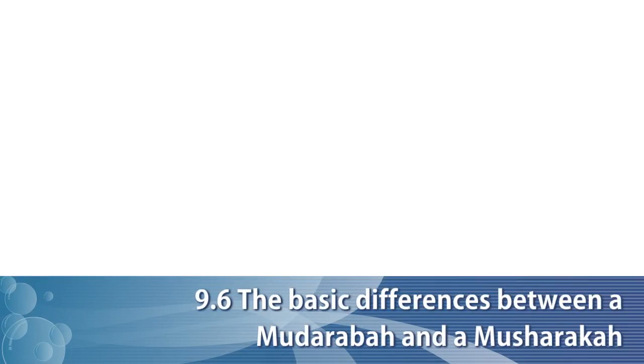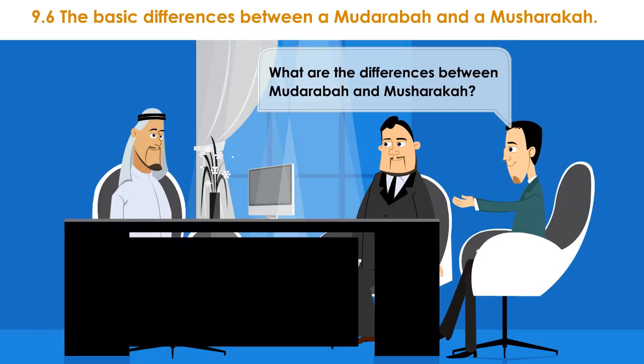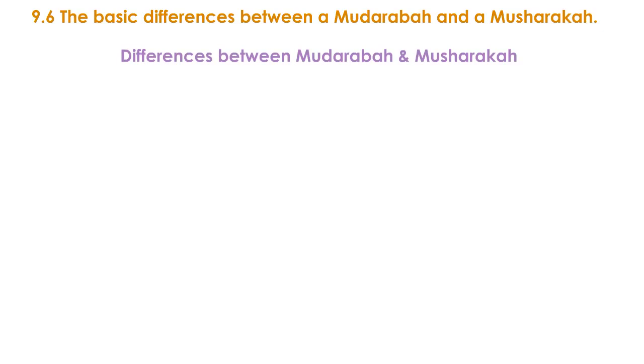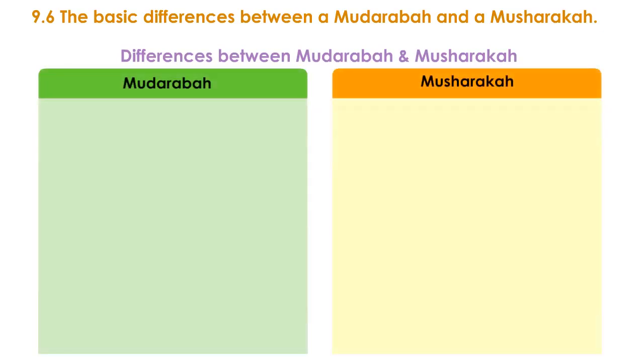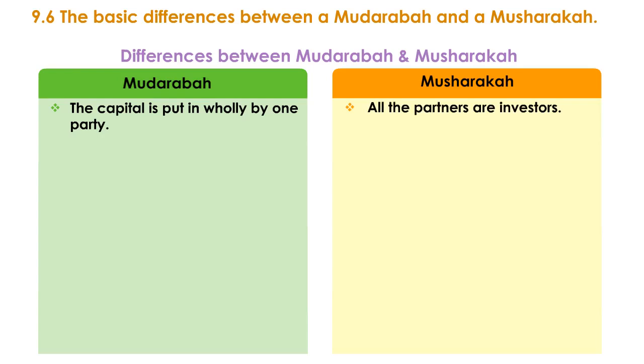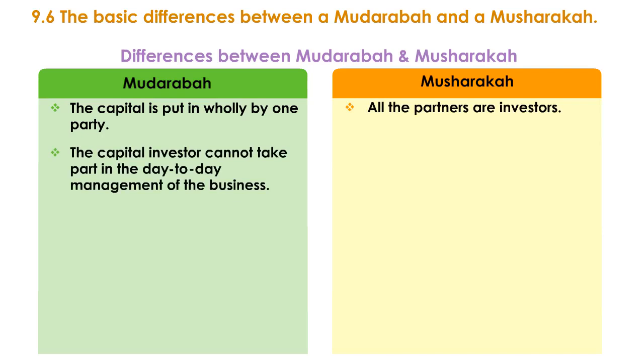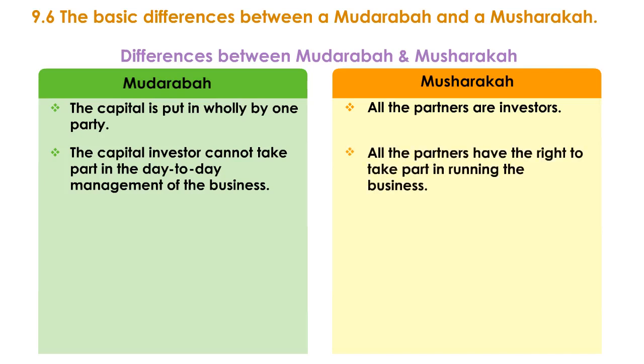The basic differences between a mudaraba and a musharaka. What are the differences between mudaraba and musharaka? In mudaraba, the capital is put in wholly by one party, whereas in musharaka, all the partners are investors. In mudaraba, the capital investor cannot take part in the day-to-day management of the business, but in musharaka, all the partners have the right to take part in running the business.